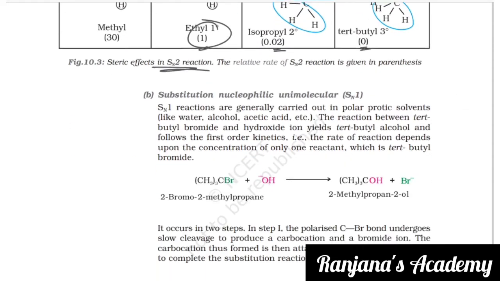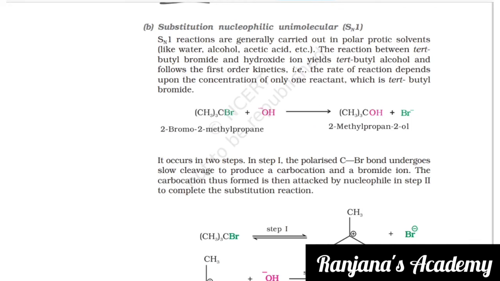Okay. Next is the Sn1 reaction, students. This is simply a unimolecular substitution reaction of a nucleophile. Sn1 reactions are generally carried out in polar protic solvents. Point to note: they are usually carried out in polar protic solvents like water, alcohol, acetic acid, etc.